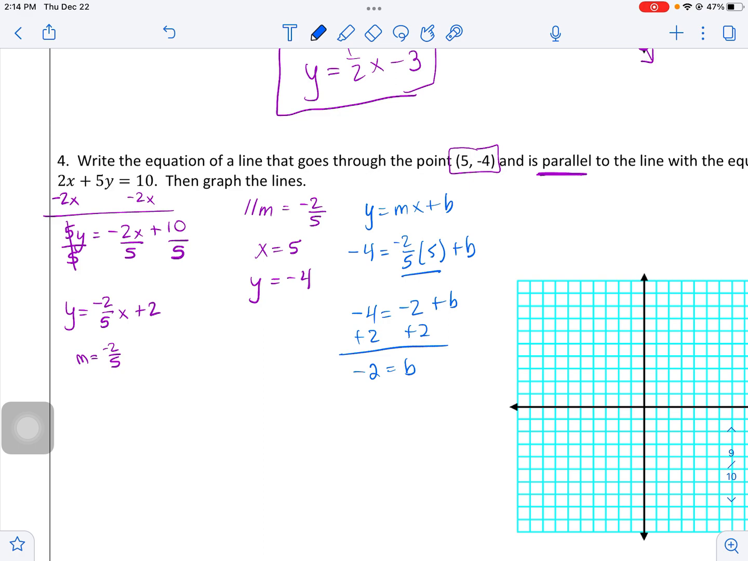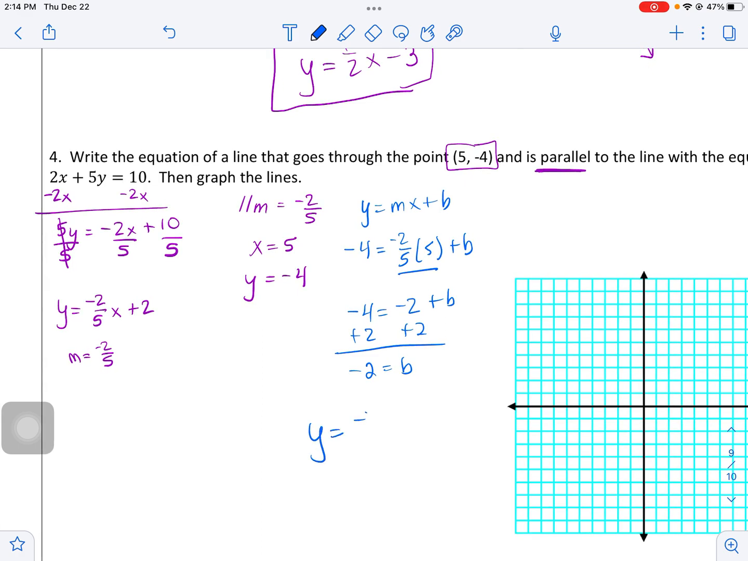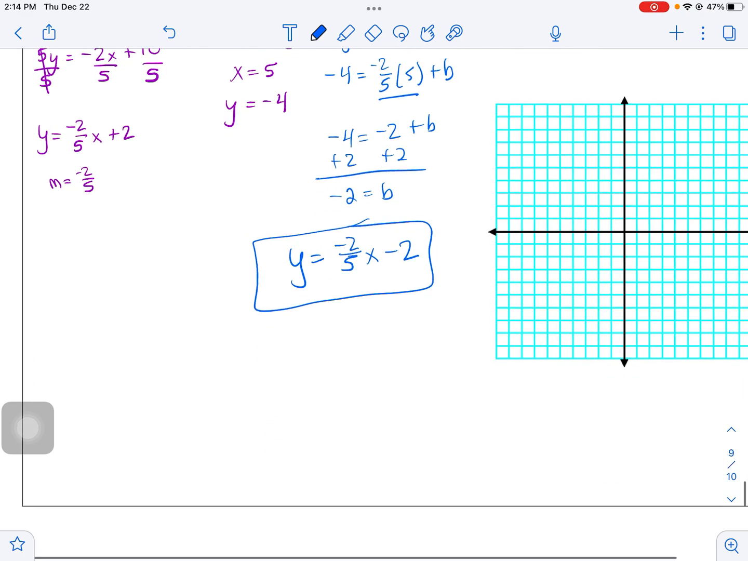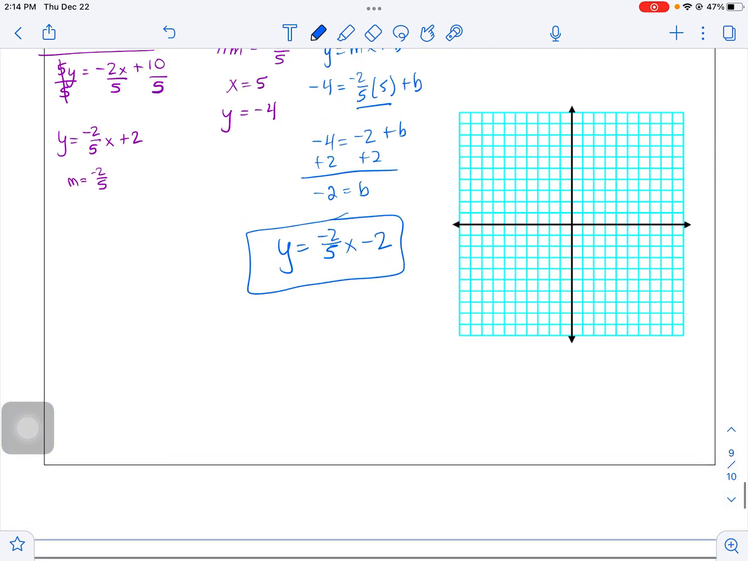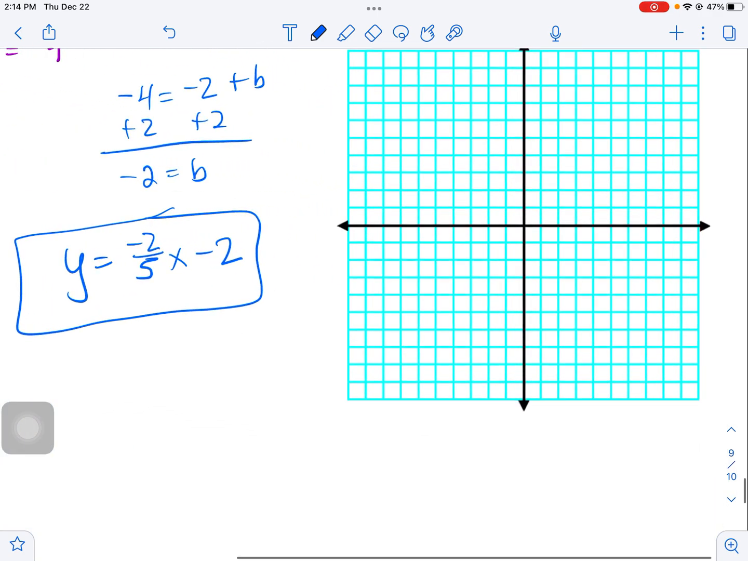Put that all together. Y equals, my parallel slope was -2/5 x. My b is -2. This is the parallel line. Here we go. So now we got to graph it. Start at -2, and I have a slope of -2/5. So we want it to go in this direction. Down 2, 1, 2, 3, 4, 5. Now I'm going to go up 2 and left 5. 1, 2, 3, 4, 5. Up 2 and over 5.